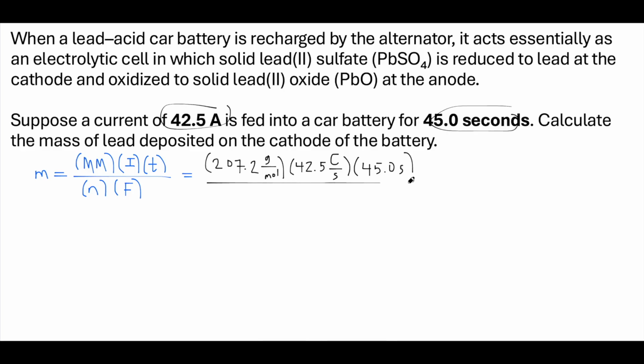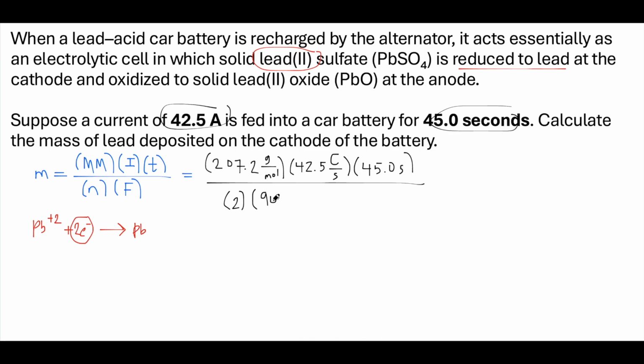Okay, and the denominator is N, the number of electrons. So if you look at the problem, it says here you have lead-2 sulfate, so lead-2, meaning you have lead with a positive 2 charge, and it is reduced to lead. So from positive 2, it just becomes lead with a 0 charge. So from positive 2, it becomes 0, meaning it gained 2 electrons. So there are 2 electrons involved in the process. So you put here 2, and then F is the Faraday's constant, which you should memorize.